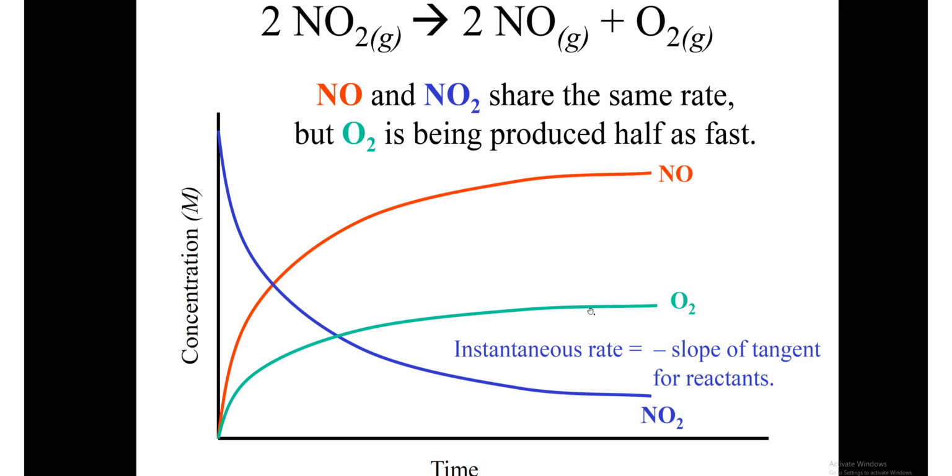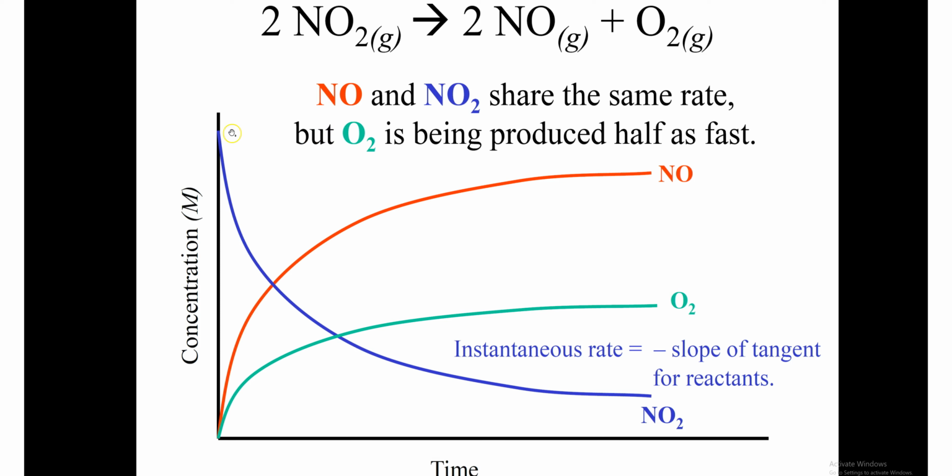Conversely, what you're also seeing here is NO and NO2 are going to share the same rate. But O2 is being produced half as fast, and we can tell this because of the mole ratio. The mole ratio of NO2 to 2NO is 2 to 2. However, for O2, it's going to be half. And by looking at how NO2 is being produced, you can also determine the speed of each one.